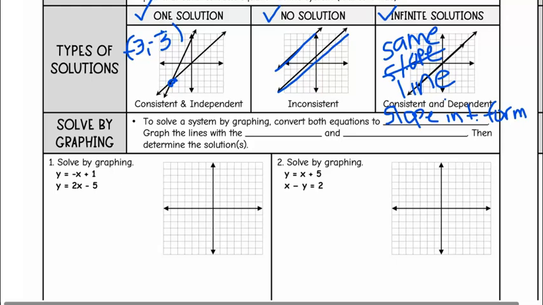And then you're going to graph the lines with the slope and the y-intercept. And if you remember, it's M and B, right? Slope is M, y-intercept is B.